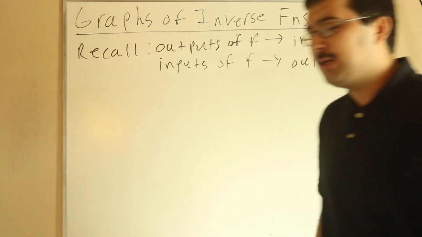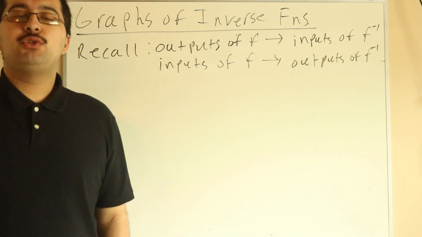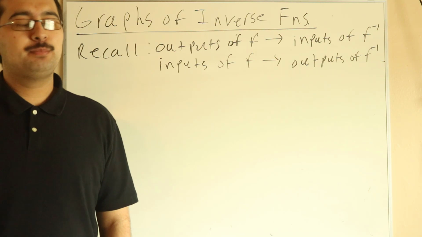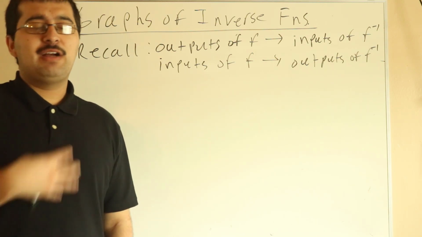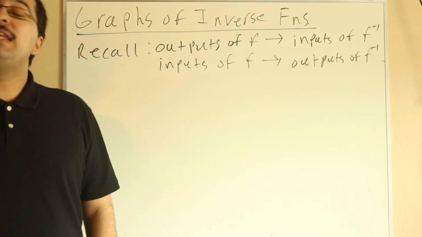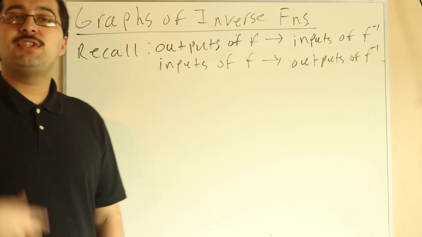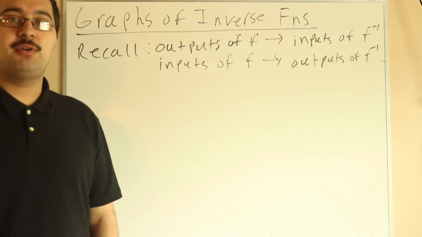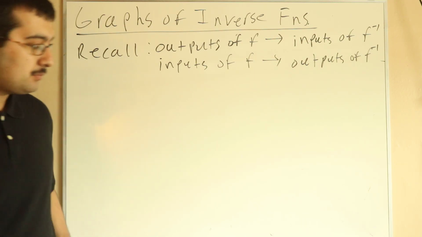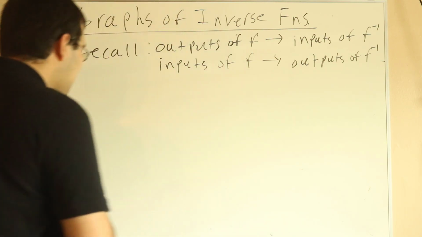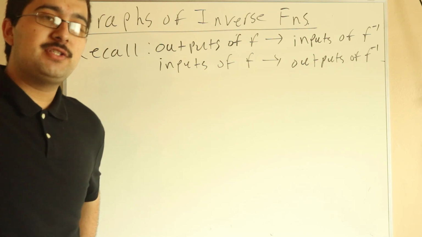Before we start the discussion, I want to recall an important relationship between a function and its inverse function. That being, if I have the outputs of a function f, then these must be the inputs for the inverse function. And also, if I have the inputs of my function, these inputs of my original function must be the outputs of my inverse function. Okay? So with that idea in mind, we can build an understanding of what we expect the graphs of inverse functions to look like.